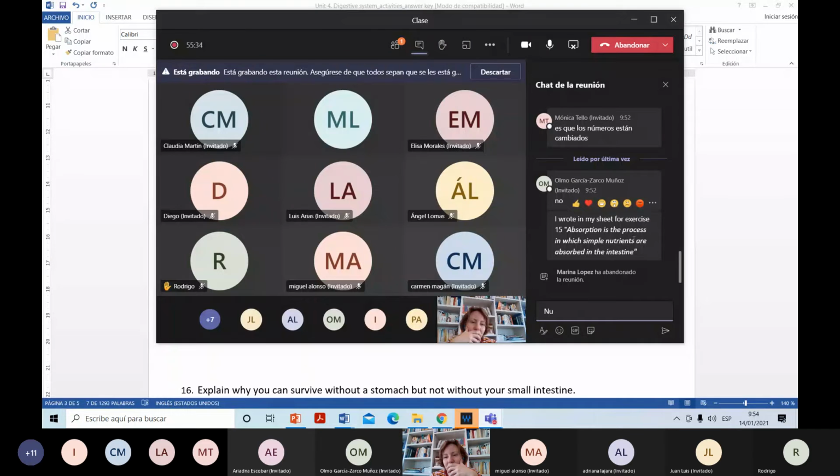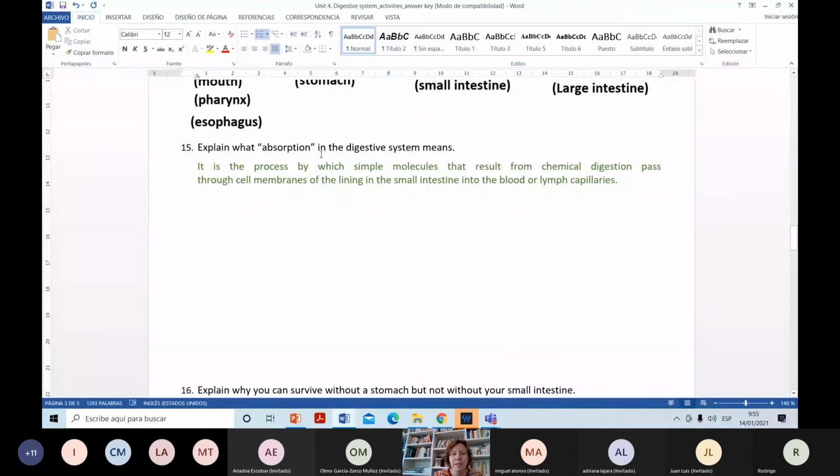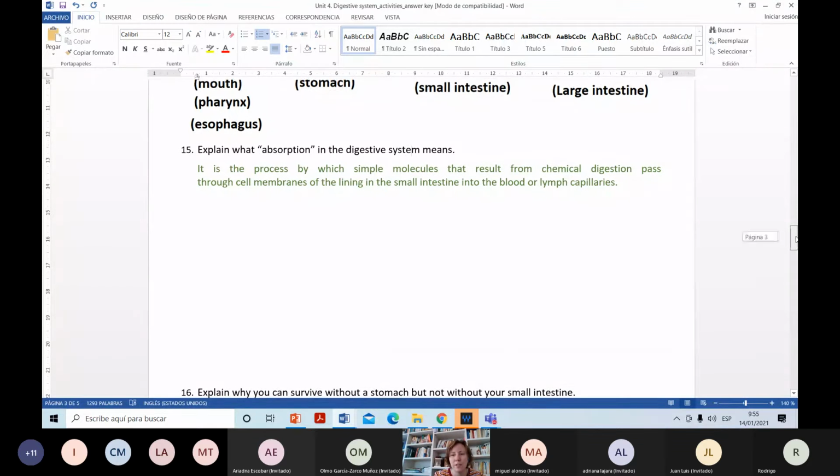Okay, simple nutrients. That's right. So simple nutrients are absorbed in the intestine. But the thing is that you shouldn't use the verb absorb in order to define absorption. So it's better if you say absorption is the process by which simple nutrients pass to blood or maybe pass to the bloodstream in the intestine, better than saying absorbed, okay? But it's perfect. That is the definition of absorption.